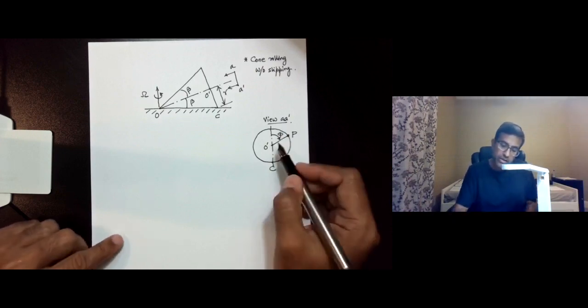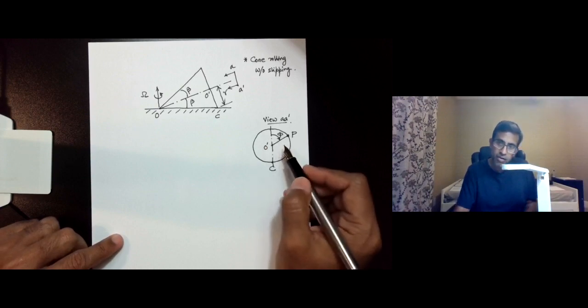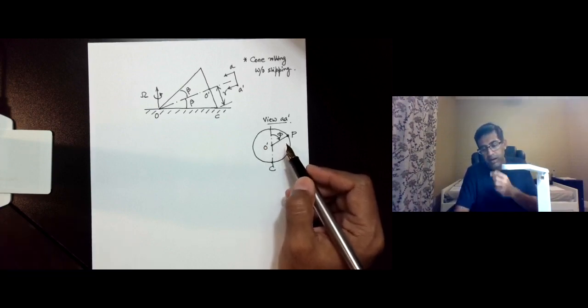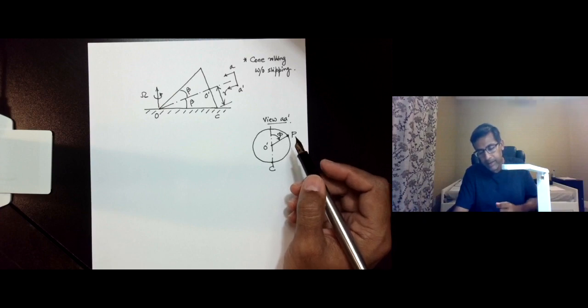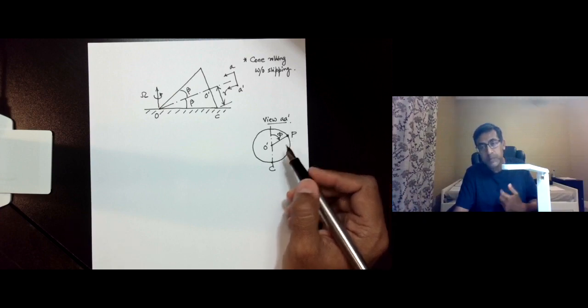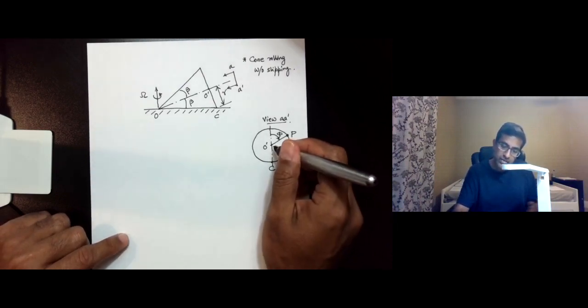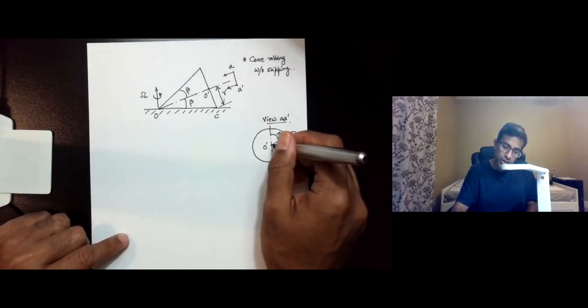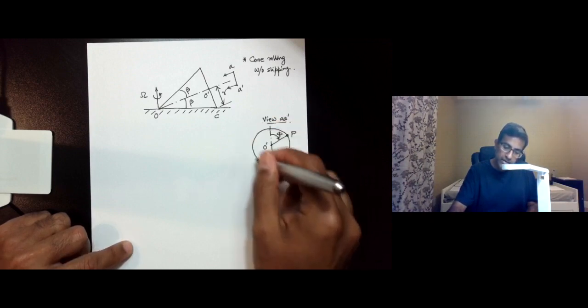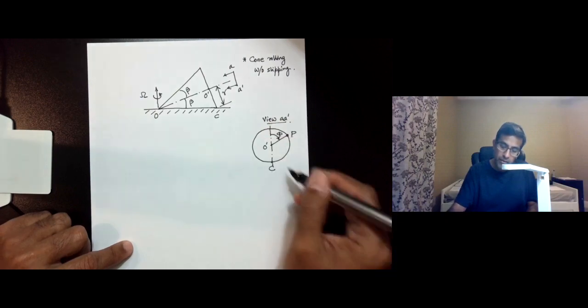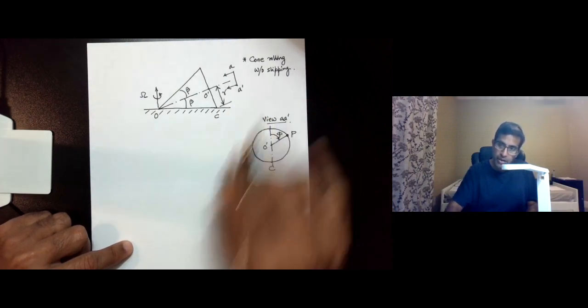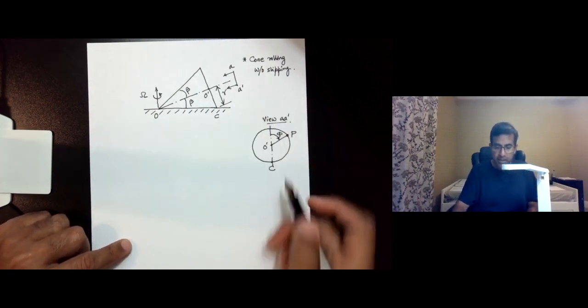You can imagine that this angle phi, or rather phi dot, represents the spinning of the cone about its axis of symmetry. The axis of symmetry, by the way, in this view goes through the point O prime and is perpendicular to the circle, perpendicular to the surface of this page in this view.